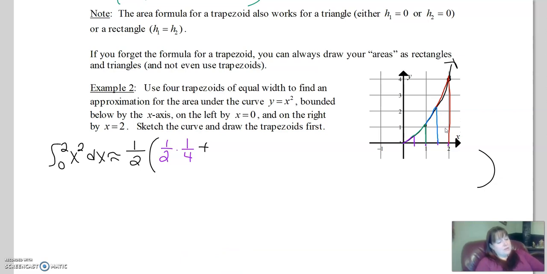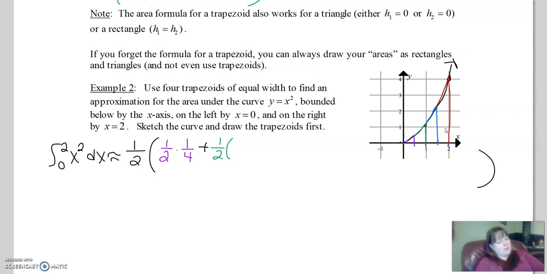So the green trapezoid has a base, or a width, of 1/2, and then we've got to add the two heights together, right? And the height on this side we already know because we just found it, right? So this is 1/4, and this is 1. See, isn't it interesting? We're actually using each of these bases twice, right? We use it here and here, then we use it again here and here.